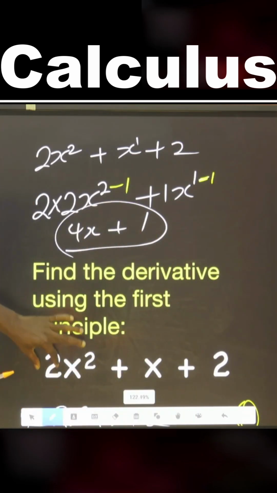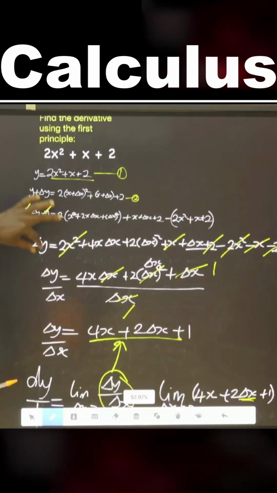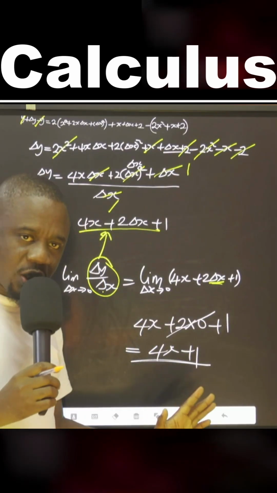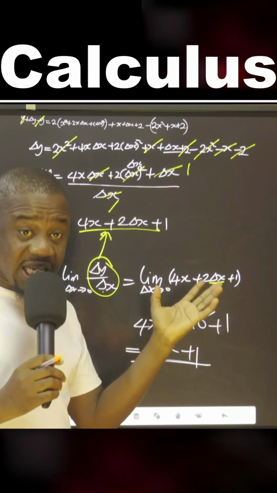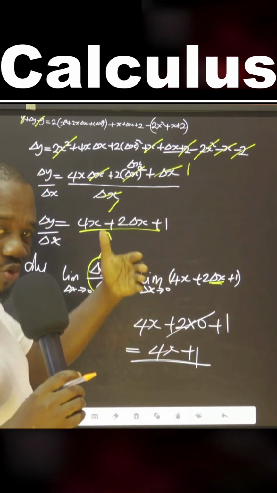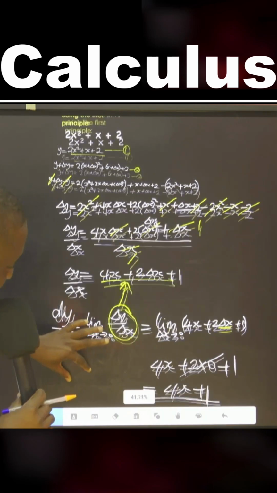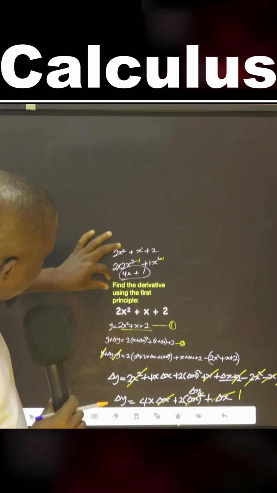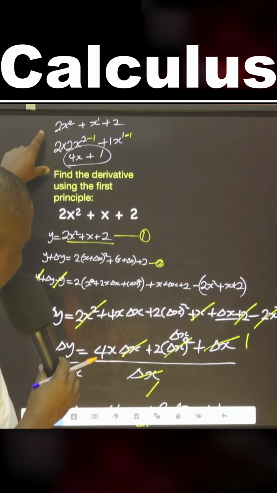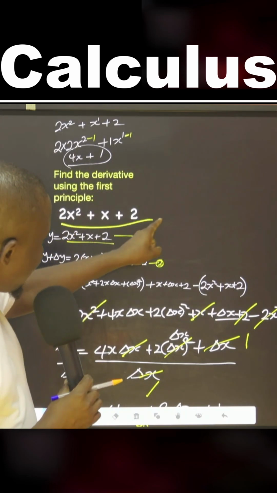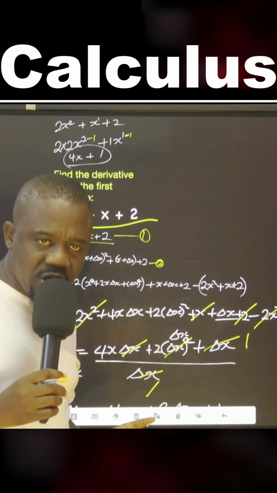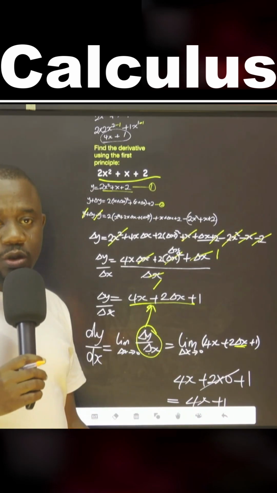That is the answer. That is a shortcut, but this is what you should do in an exam environment if you are asked to show the answer using the first principle. Okay, as you can see, 4s plus 1. Here too is 4s plus 1. This is the derivative of this using the first principle. Okay? Hope this is understood. Thank you for viewing.